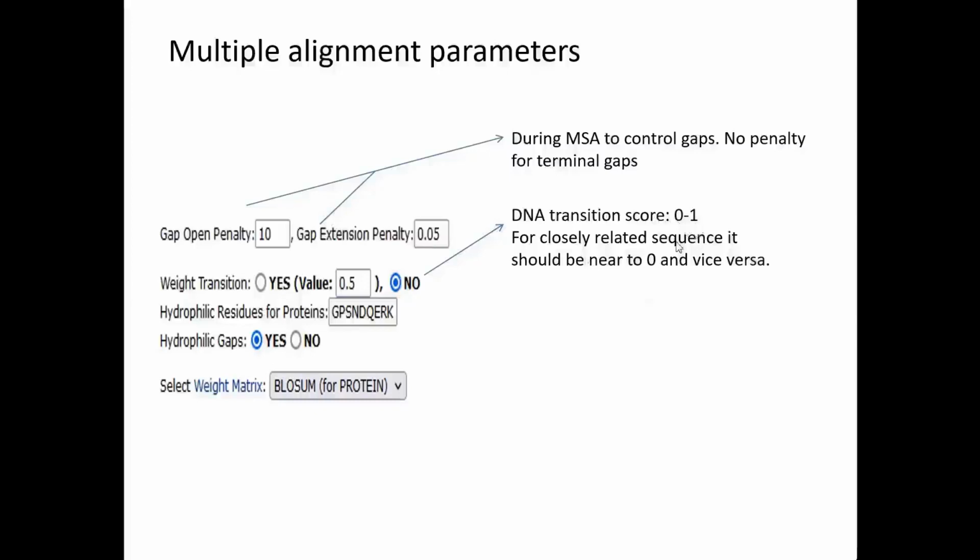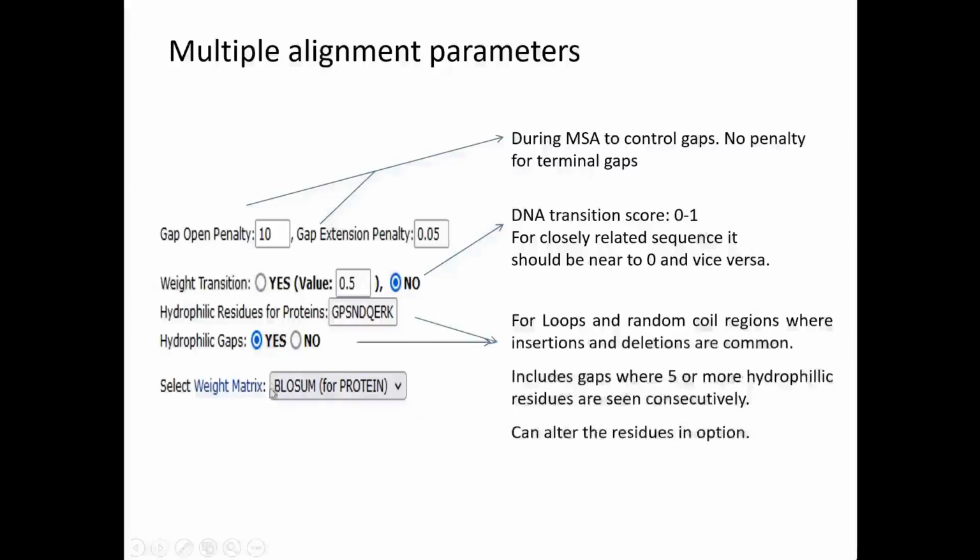If it is a closely related sequence, then the score should be near 0. And if it is a distantly related sequence, there can be many transitions occurring between them. Hence, the score can be nearing 1. The next option is hydrophilic gaps. By default, it is yes.